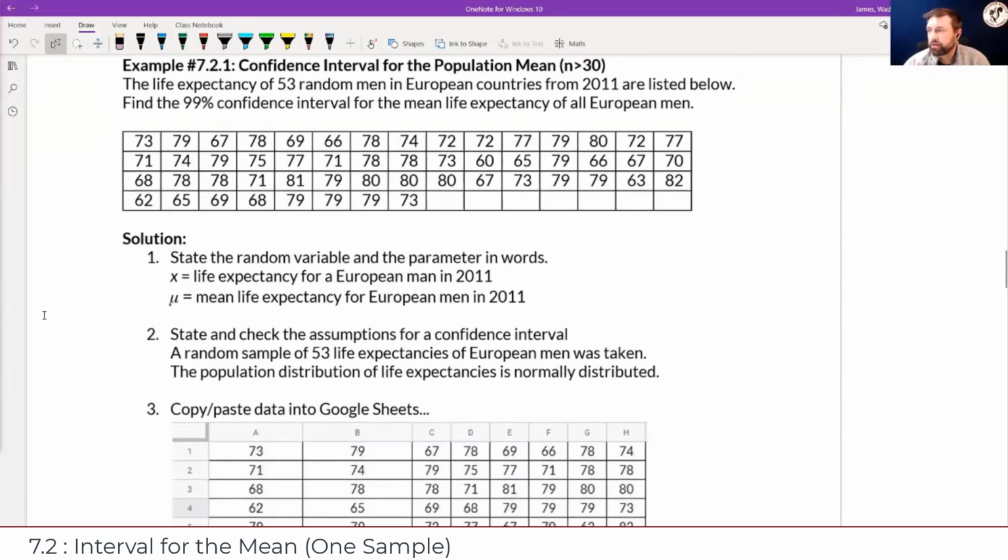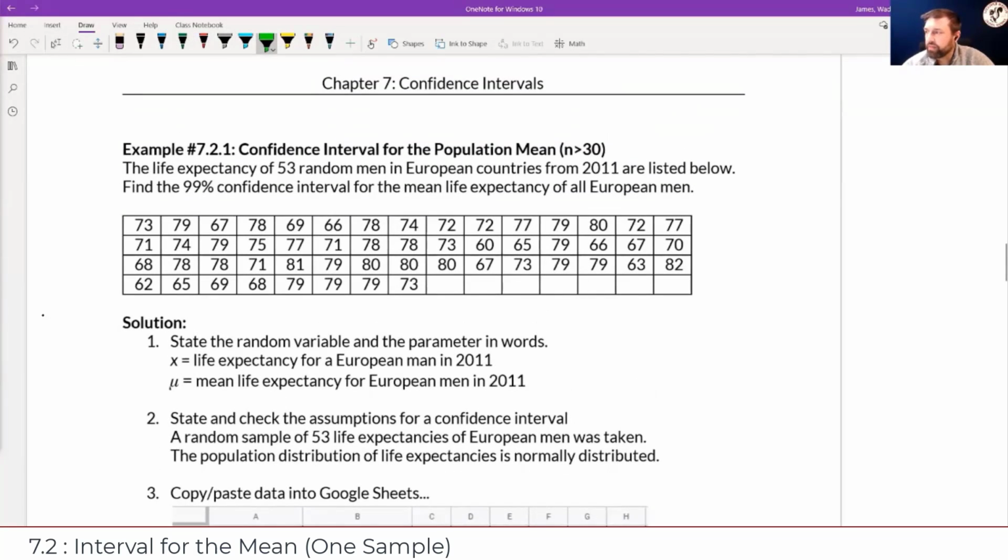So in this example, you'll notice that the number of items that we have is greater than 30. So we're going to use a z-score, okay? This is the life expectancy of 53 random European men in 2011, and we want to find a 99% confidence interval for the mean life expectancy of all European men. So we want to know in 2011, what is the life expectancy of all European men?